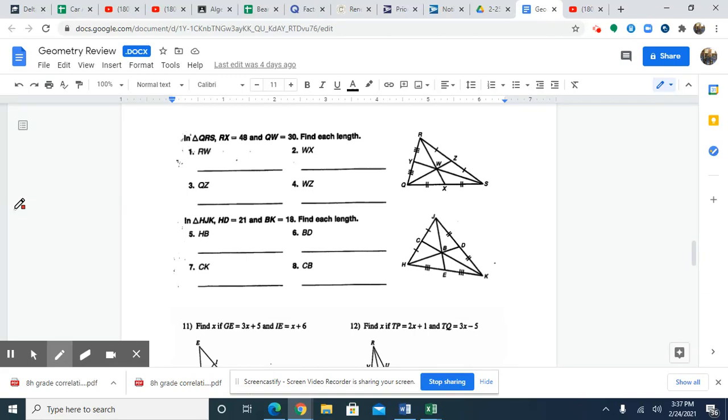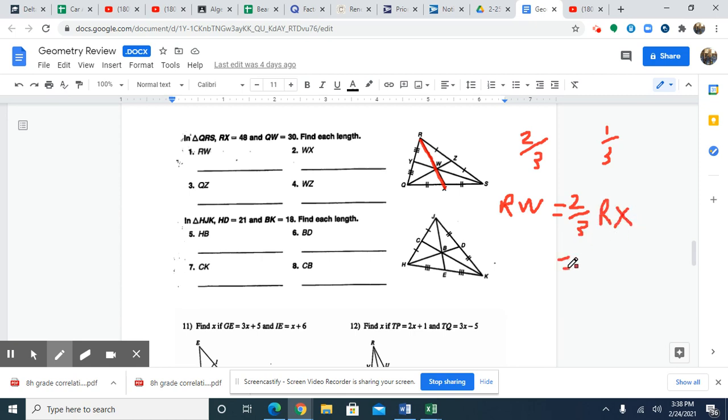So when we're looking at this triangle QRS, we have a median going through it. Now, if you remember, a median from R to W would be the middle of it, or the centroid. From R to W, that's 2/3 of the entire thing, and from W to X is equal to 1/3. So if we're finding R to W, we know that RW is equal to 2/3 of the entire thing.